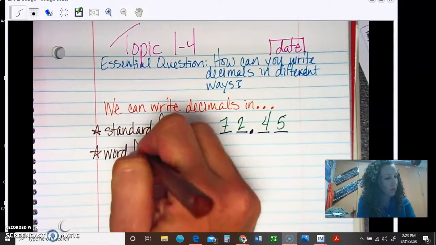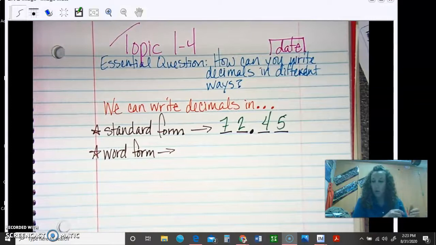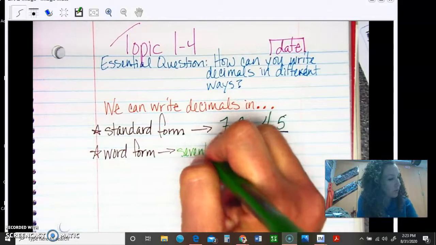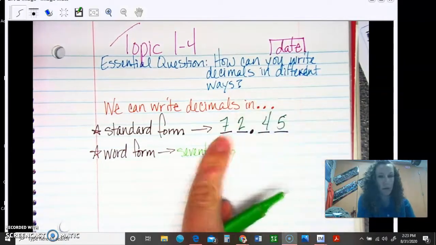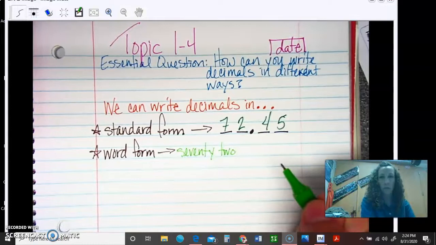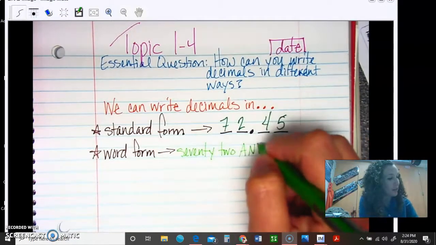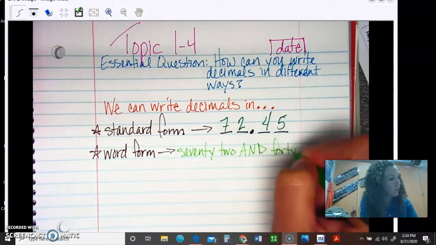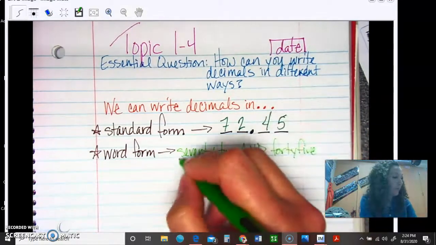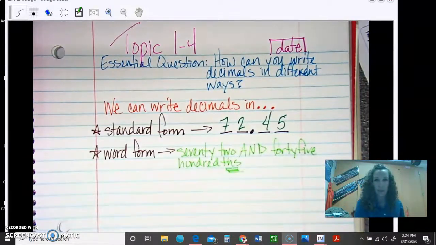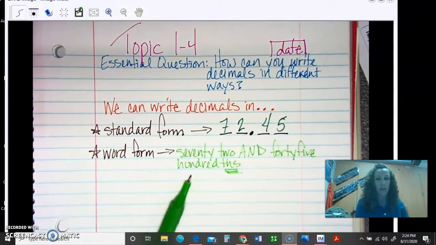Okay? So now our next way we can write a decimal is word form. Okay? So word form, we spell it out with words. 72, see right there, 72, okay, 72, it's not very dark, 72 and, because you remember that decimal, you read it as an and, 45/100ths.